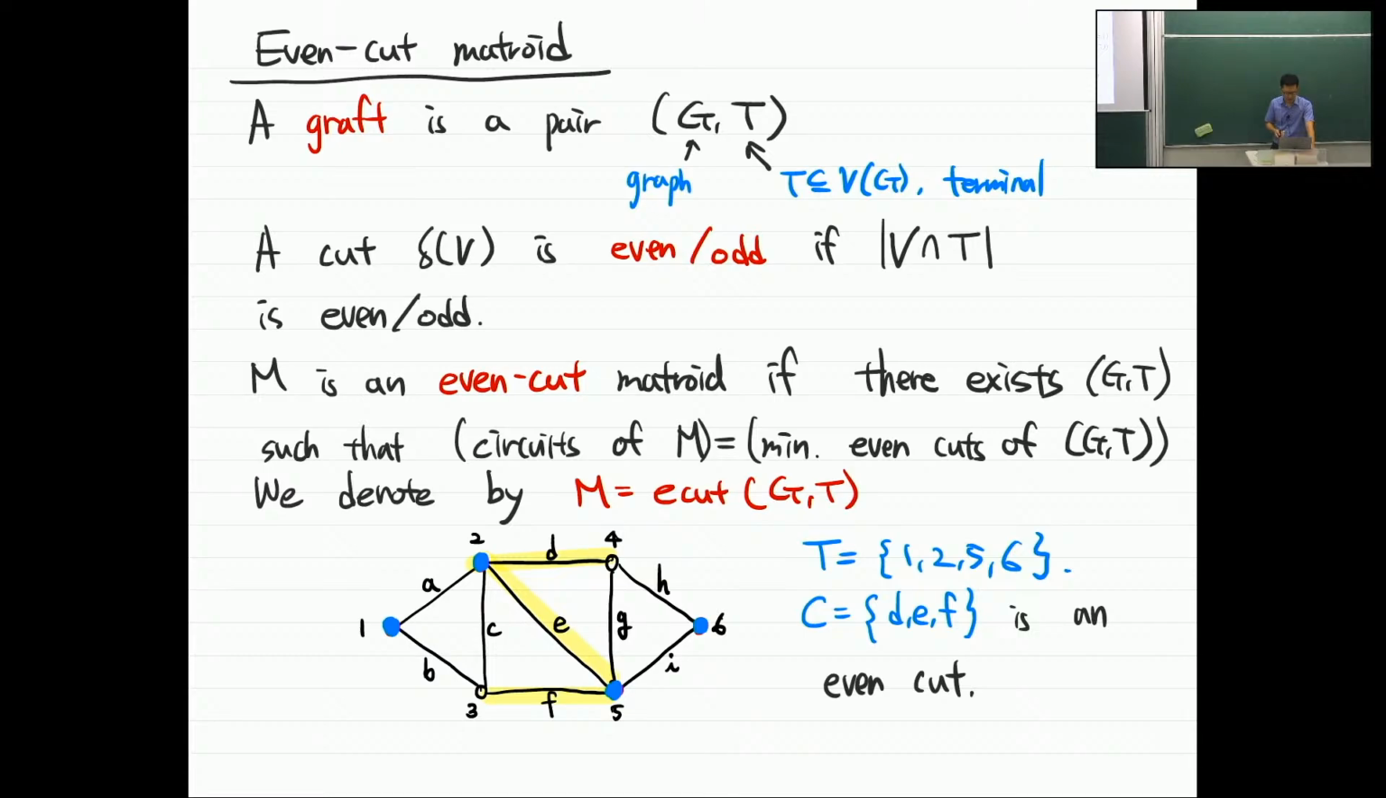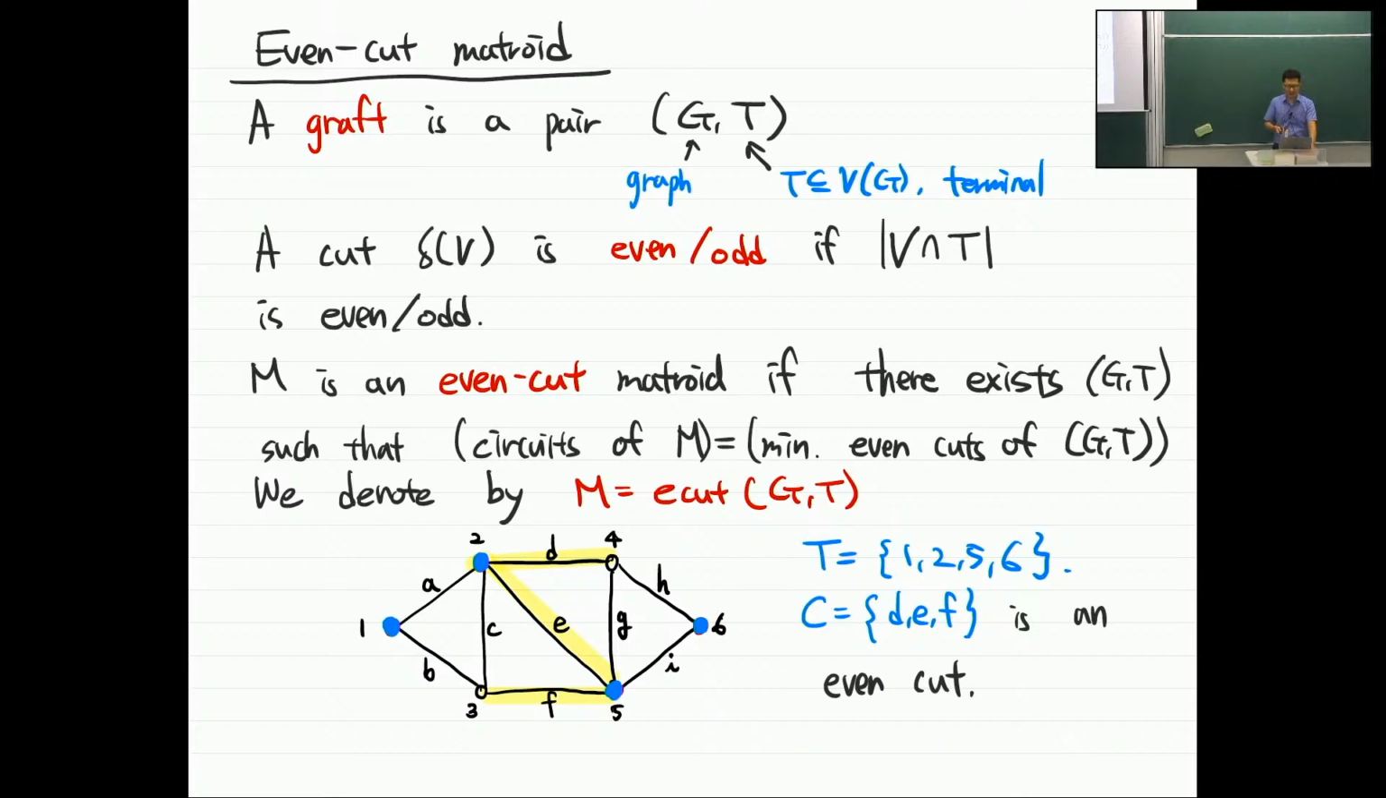So here is an example of an even cut. This is a graph with the terminal set being vertices 1 to 6, and consider a cut delta(DEF). This cut is an even cut because we have 2 terminal vertices on the left and 2 terminals on the right. So this is an even cut. And we denote this matroid by M equals E-cut of (G, T).